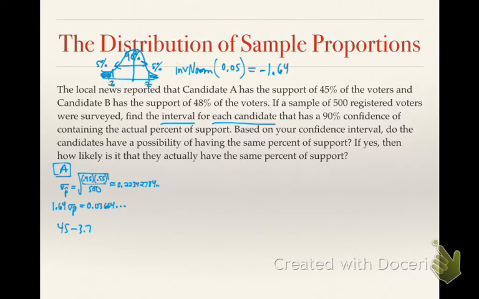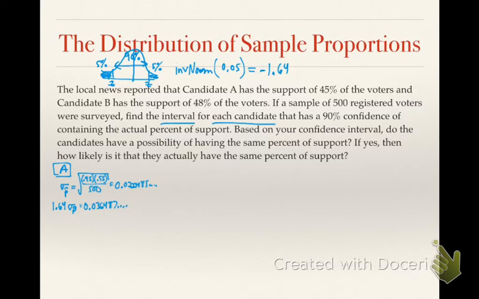Oh wait, I think I'm doing the wrong numbers here. Hopefully you caught the fact that I typed the numbers correctly in my calculator, but I wrote the wrong values. We're actually looking for candidate B. It ends up being 0.02222485 and so forth. Multiply that by 1.64, it's 0.036487 and so forth.